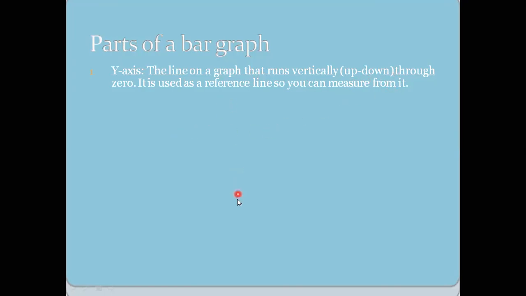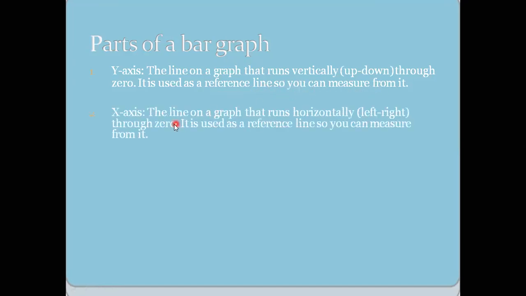So you know that. Like this we will write, and this is called the x-axis and this is called the y-axis. The y-axis runs vertically up and down through 0. It is used as a reference line so you can measure from it. Next, x-axis. The line on a graph that runs horizontally left to right through 0. It is used as a reference line so you can measure from it.